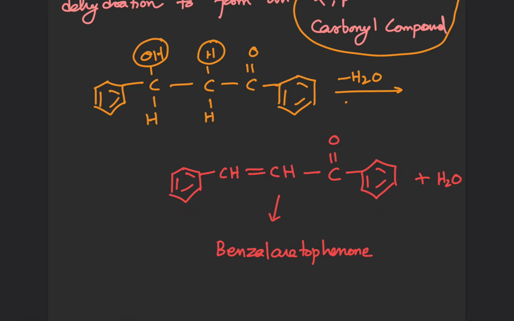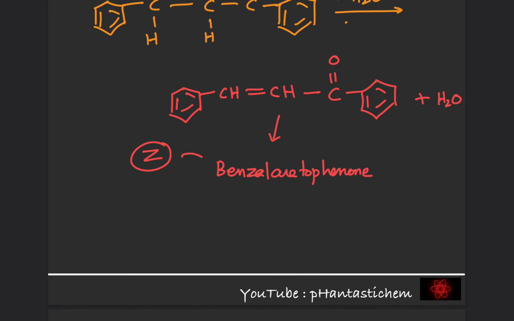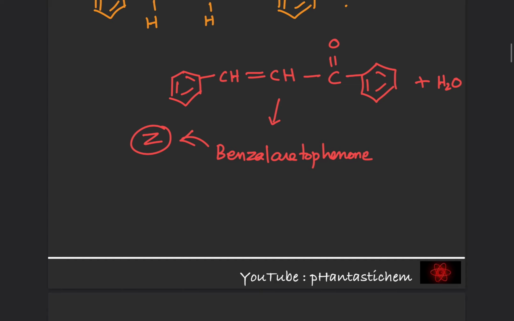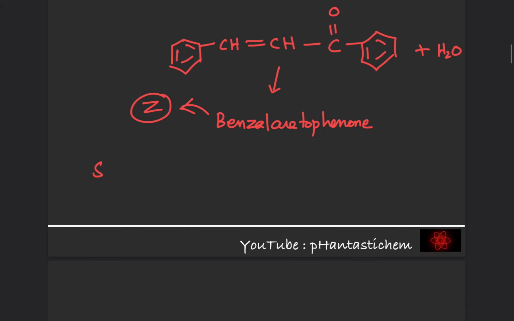Okay, so therefore this is our Z. This is our Z. And in the question they are asking us how many pi electrons are there in Z. So you can see how many pi bonds are there? 1, 2, 3, 4, 5, 6, 7, 8. So there are 8 pi bonds. Therefore, the number of pi electrons will be 8 into 2, 16 pi electrons. So therefore, 16 will be the correct answer. Okay. Thank you.